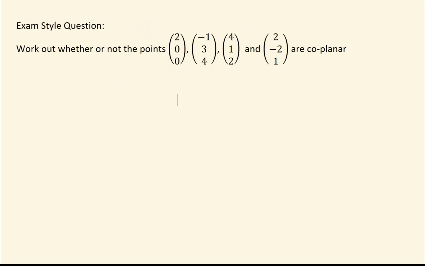Okay, last exam style question. We want to work out whether or not these 4 points are coplanar. So coplanar just means they're all on the same plane. To do this, we're going to work out the equation of a plane for the first 3. We're going to work out what plane these 3 points lie on, and then see whether or not this point is also on that plane.